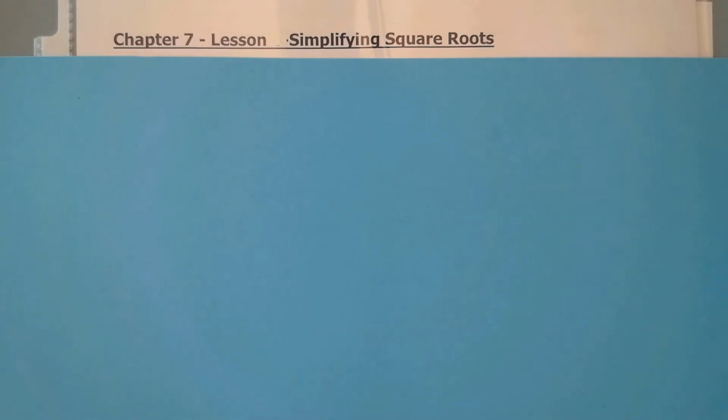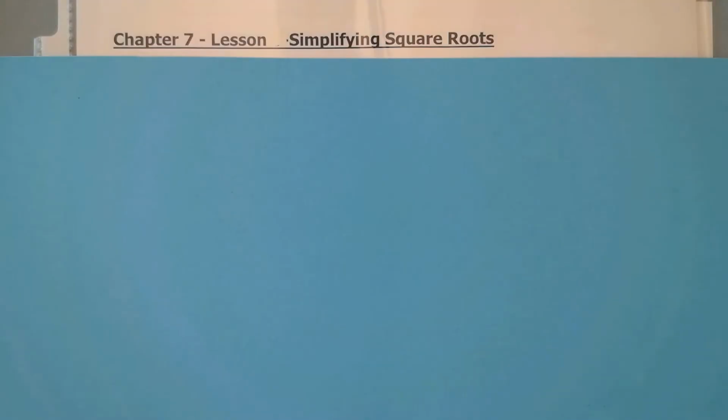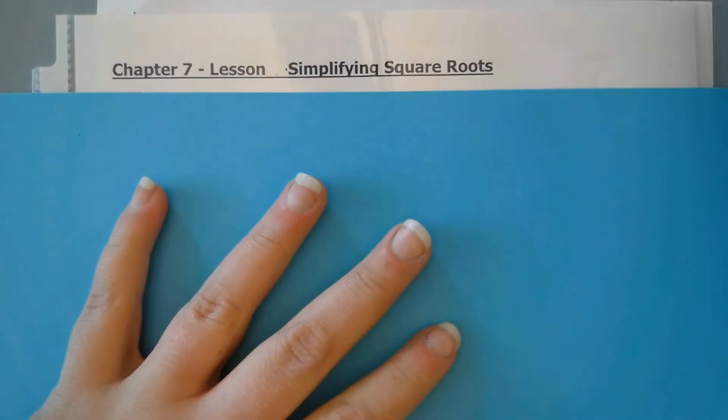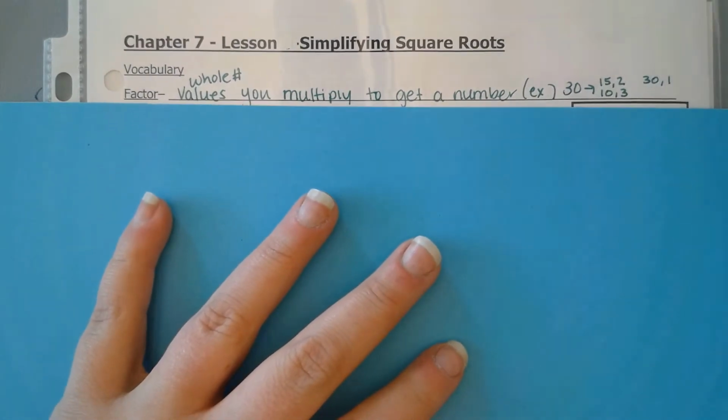Now at any point during this lesson, if you need to pause to write down vocab or rewind to rehear a main concept, please do that. We're going to start off with our vocab words. So first we have a factor. You're going to hear me use the word factor a lot in this lesson.